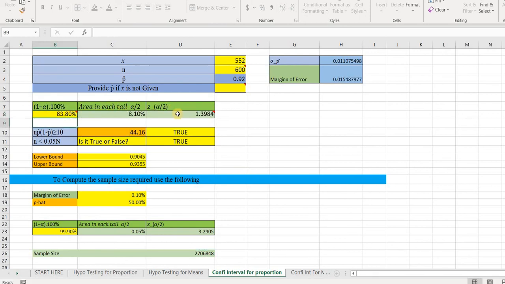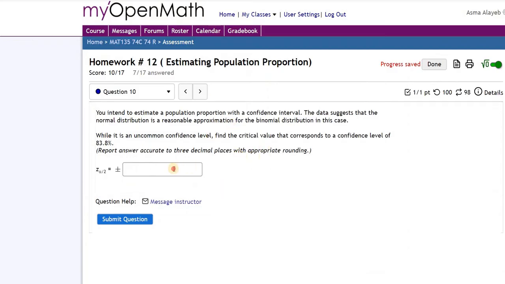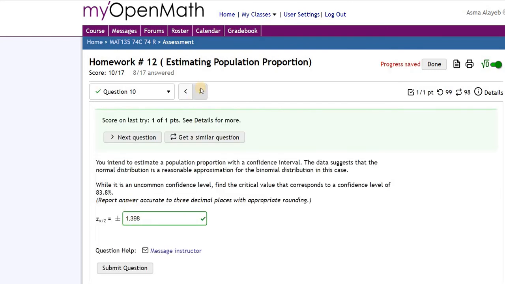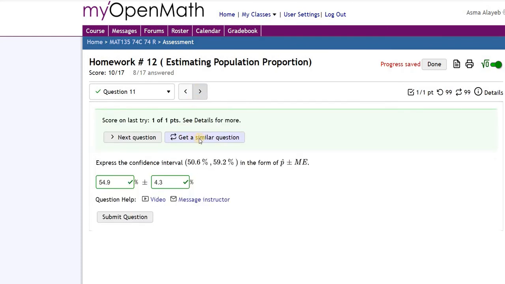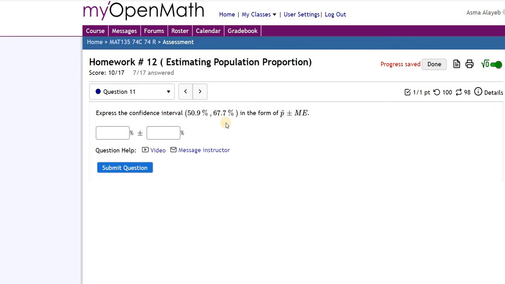So you plug it in there, and that is your critical value. And don't forget to round this to 3 decimals just because it says so. So if you round it, you're going to end up with this number, and that's how you answer this one. Okay.